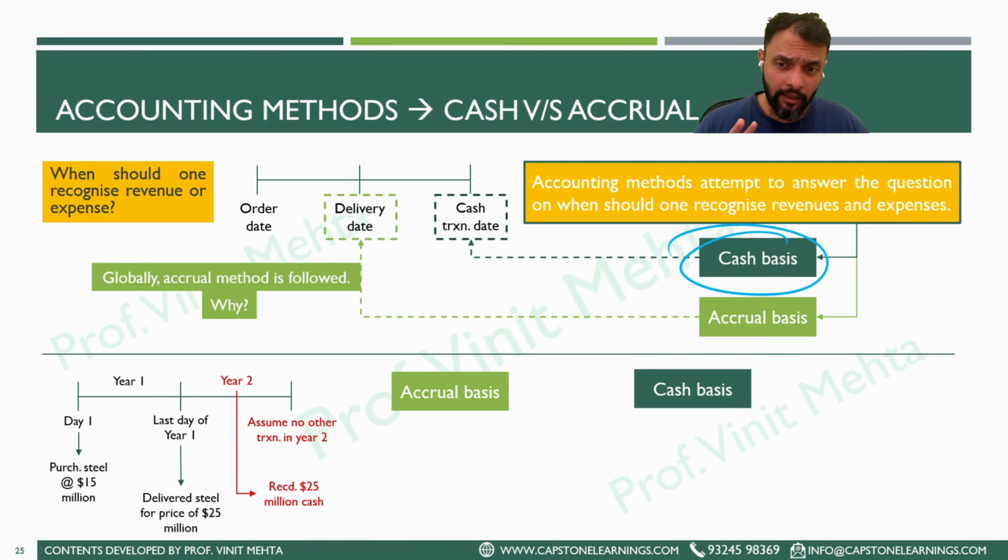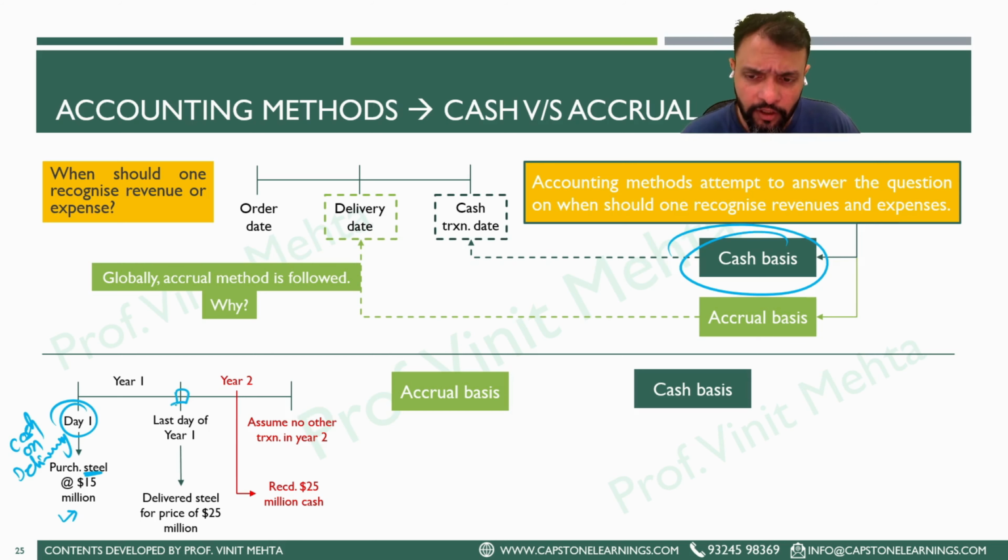This is how the transaction has happened. On day one, let's say you started your business just now. You purchase steel. You are just a trader, buying steel and selling steel. You purchase steel worth $15 million, and let's say it is cash on delivery. You paid the money and received the goods immediately.